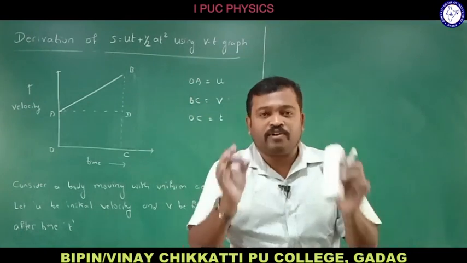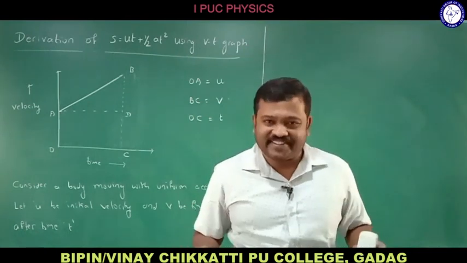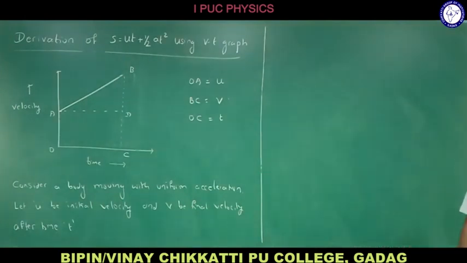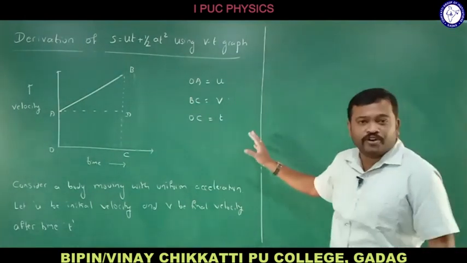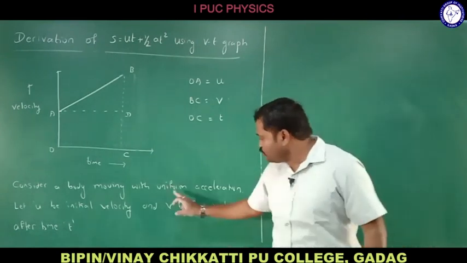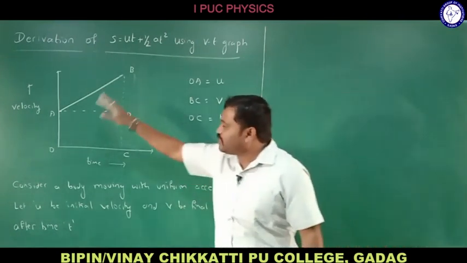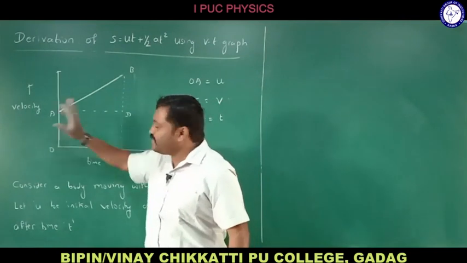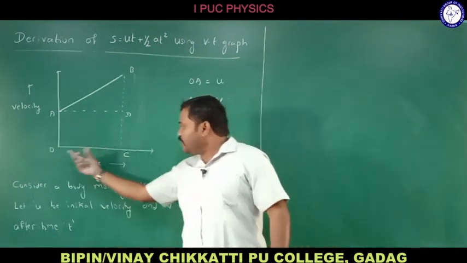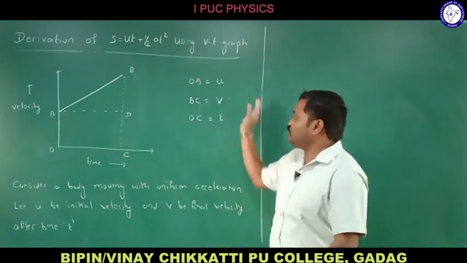So this is one of the important questions that can be asked for 5 marks. Derive S equal to UT plus half AT square using VT graph. I already told you these equations can be derived only when a body is moving with uniform acceleration. So this is the graph, and OA is the initial velocity, and BC is the final velocity after time T, that is OC.